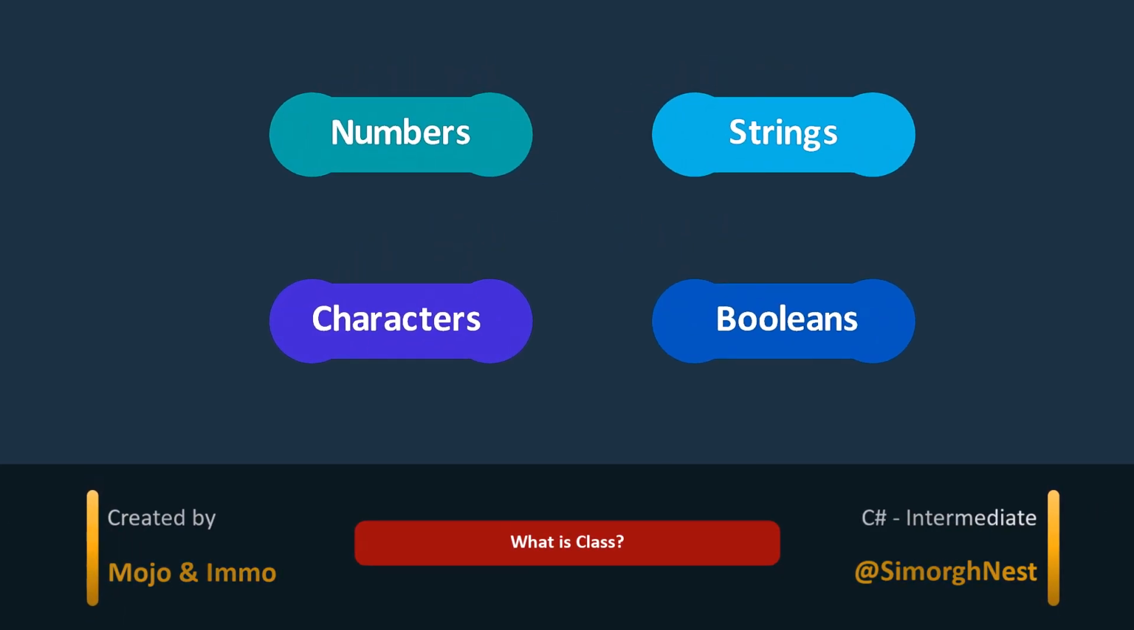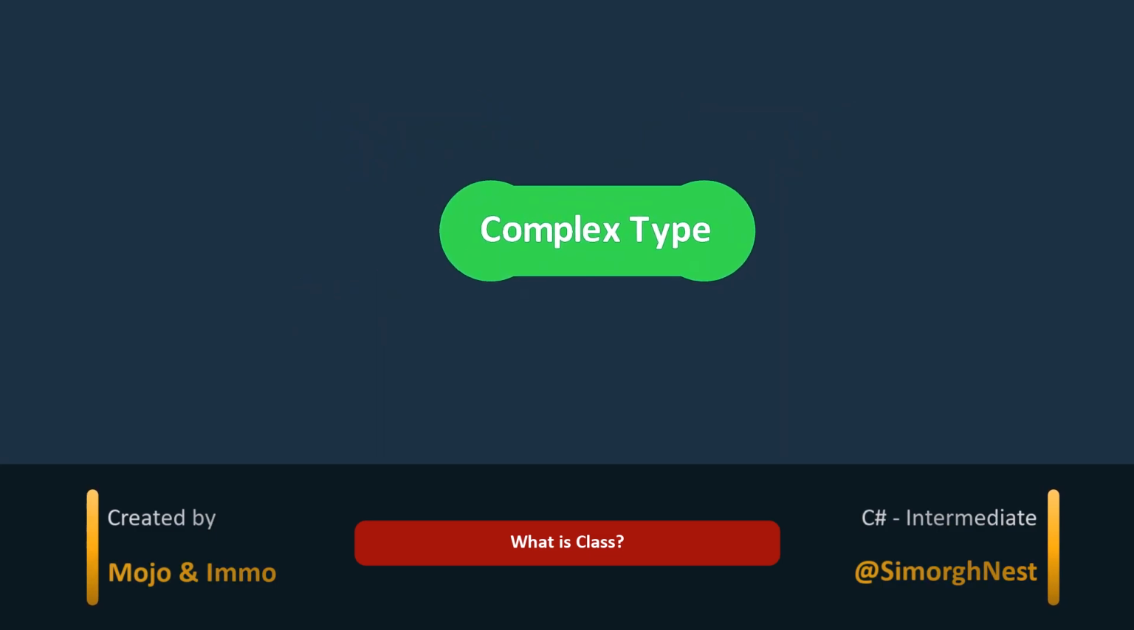In the basic course, we learned about data types like numbers, strings, characters, and booleans. However, in real-world applications, these types are often combined together to create more complex types. The complexity of these types varies depending on the specific application.